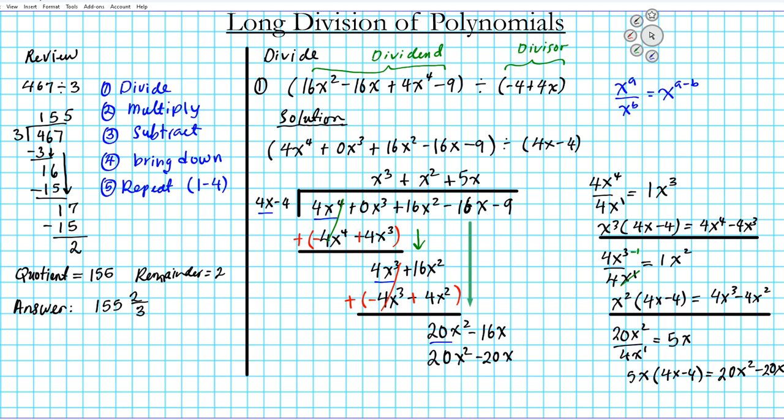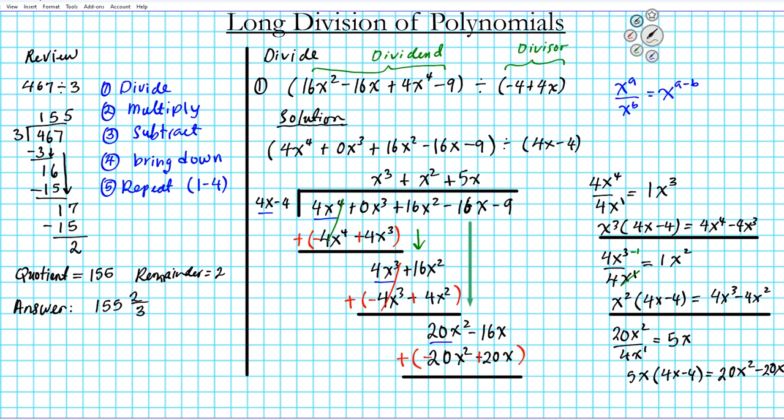And what do we do next? After we multiply, we subtract. Alrighty, so let's subtract that out. So subtract this factor. So when you subtract, you add in the opposite. So this becomes a plus, minus, plus.